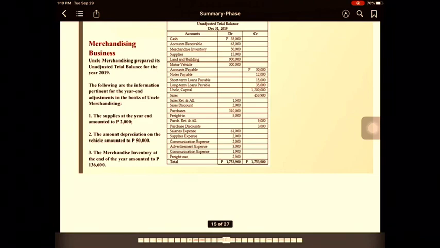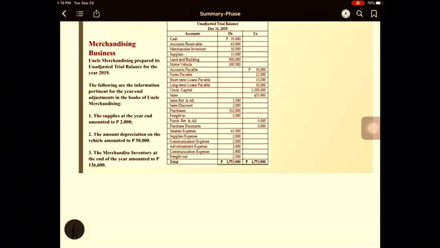Okay, so the first adjustment, supplies. Okay, we were told that the supplies at the year end amounted to 2,000. So if we try to take a look at the amount of the unadjusted supplies, it is originally 15,000. So what should we do so that it will be reduced now to the amount of 2,000 pesos? Well, it necessarily means that 13,000 pesos is already used, right?